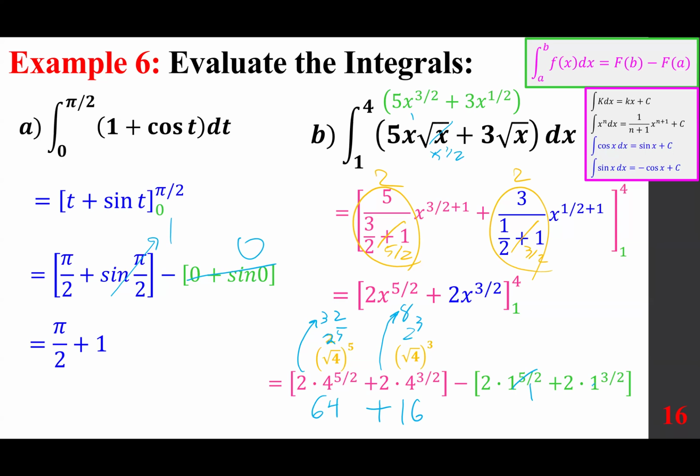1 to any power is 1. So you get 2 and 2, 4. Minus 4. The answer is 76. Okay, everyone.